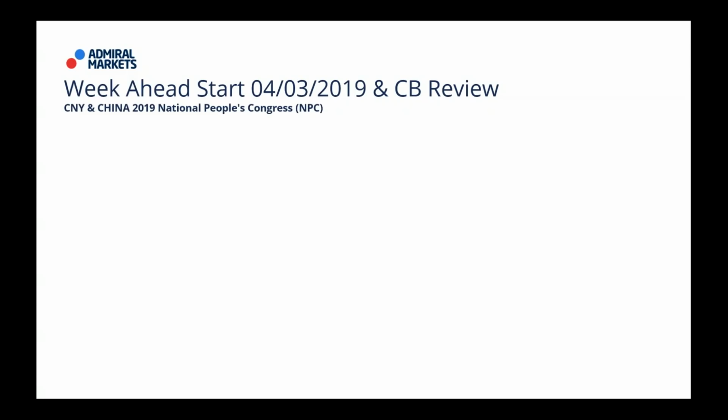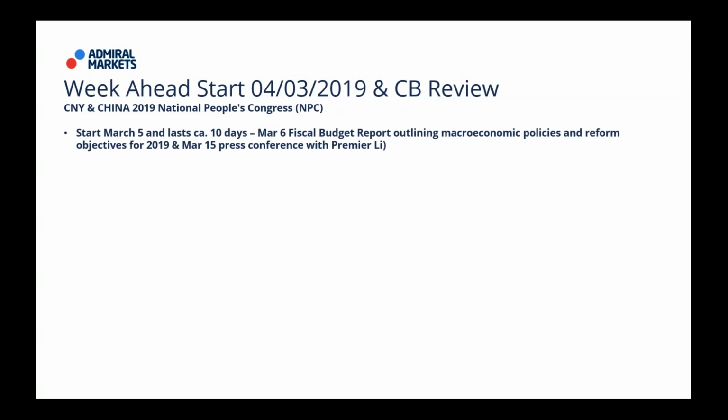What do we have over in China happening? I alluded to it early on. We have the National People's Congress starting their 10-day super event. March 5, roughly 10 days. March 6, i.e. tomorrow, we'll have the fiscal budget report, and that's outlining all macroeconomic policies and reform objectives for 2019. And then we have several data points. There are several press conferences happening, but we don't have the times yet. One time we do have, and that's March 15, a press conference held by Premier Li.